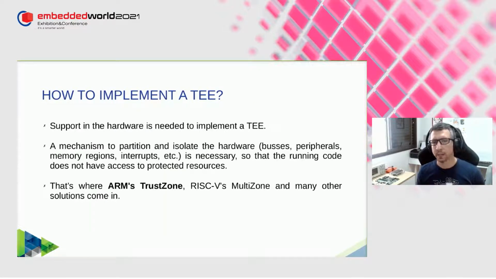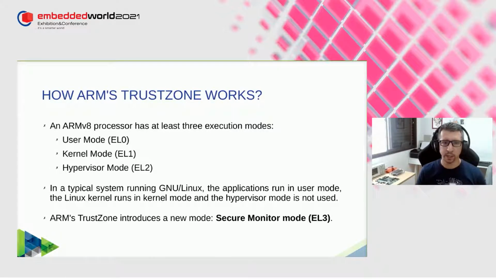Now, how to implement a TEE? Again, we need the hardware for that. So we need a mechanism to isolate the hardware, right? And that's why we have, for example, ARM TrustZone. And there are other implementations of this kind of hardware isolation. For example, RISC-V MultiZone is another implementation.